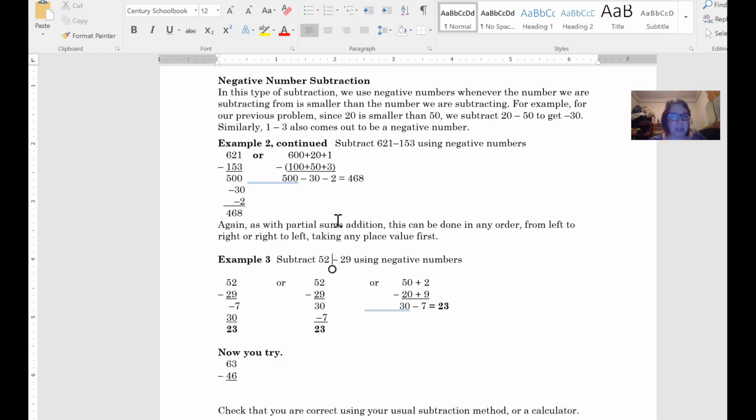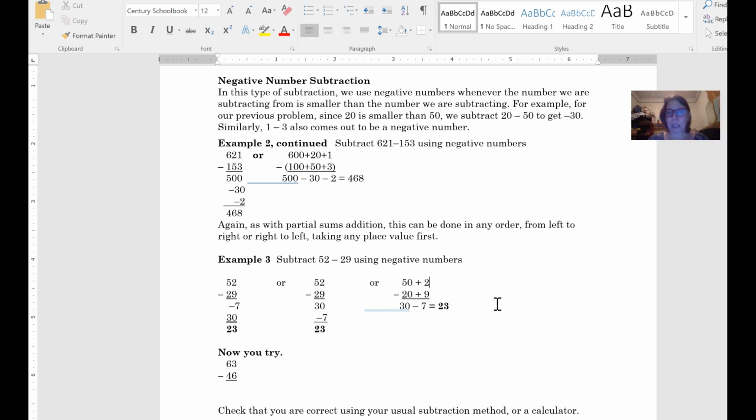Let's try a simpler example and then a harder example again. So here's 52 minus 29. You can write that as 50 plus 2 minus 20 plus 9. And you can subtract the 50 minus the 20 pretty easily. You get 30.